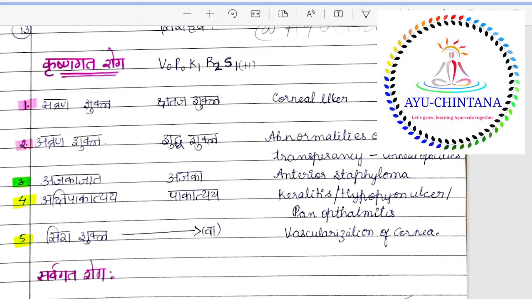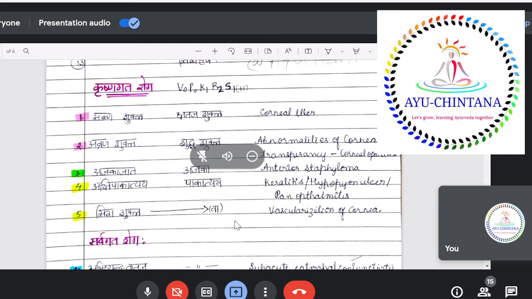Okay. Nikhilesh, can you tell me how many Drishtigata and Sarvagata Vyadhis are there? How many are there? How many Drishtigata and how many Sarvagata Vyadhis are there? Drishtigata are 12 and Sarvakshaya 17. Okay.